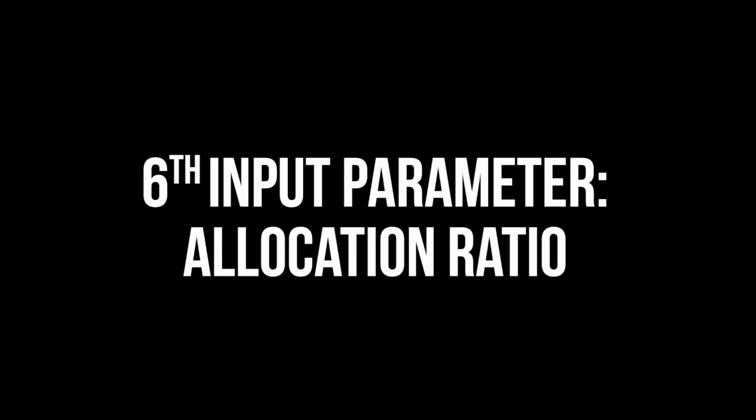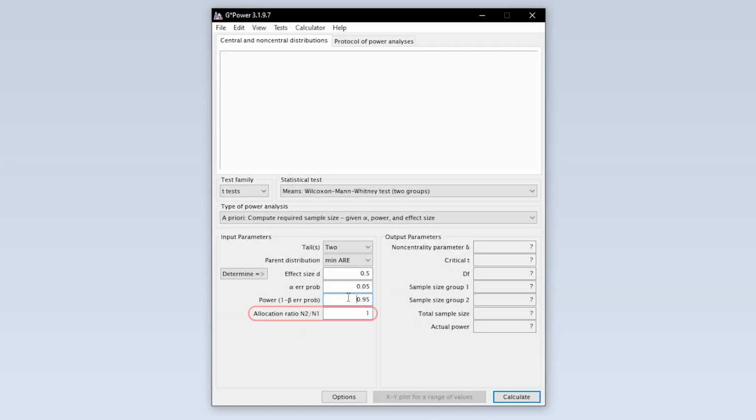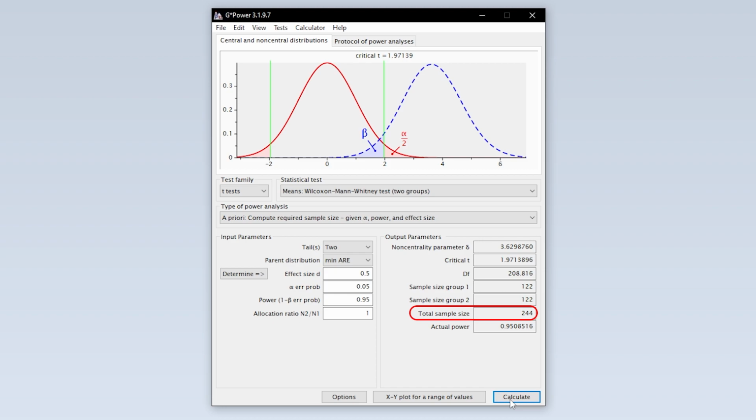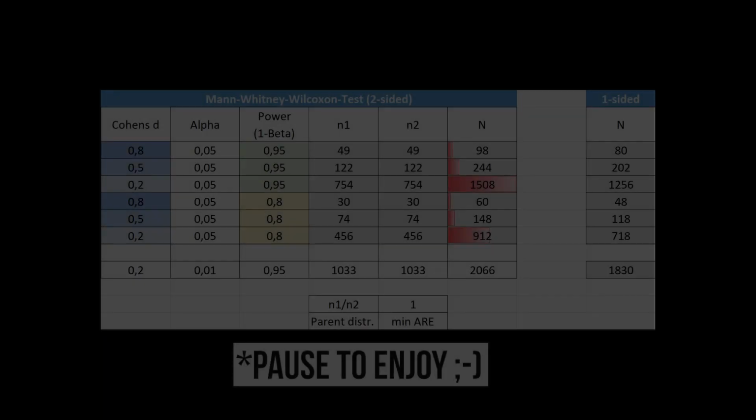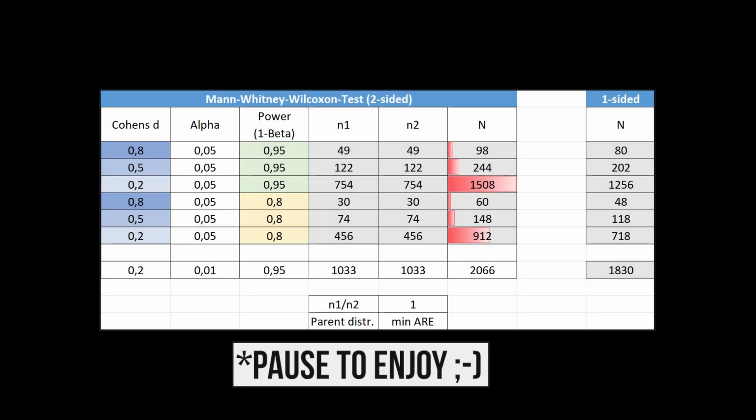The sixth and final input parameter is the allocation ratio. This is the ratio of the number of observations for the two groups you expect to have or aim to have. Equal group sizes would result in an allocation ratio of 1. Finally, hit calculate to see the minimum number of observations needed to detect the presumed statistical effect with the predefined type 1 error probability and power. As a rule of thumb, a smaller effect size and a larger power require more observations than the other way around.